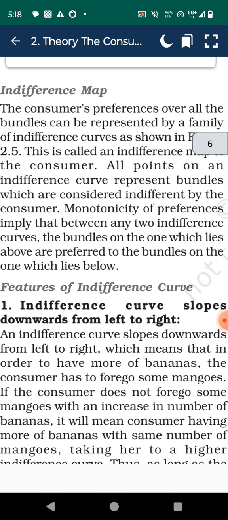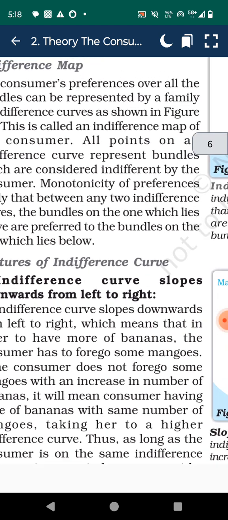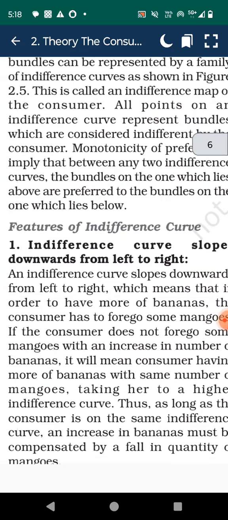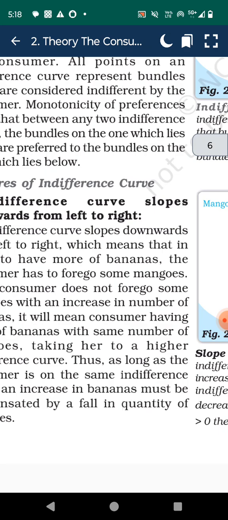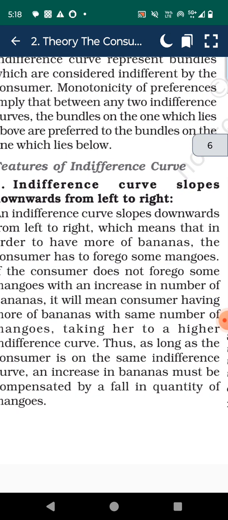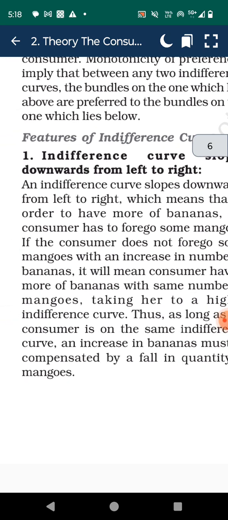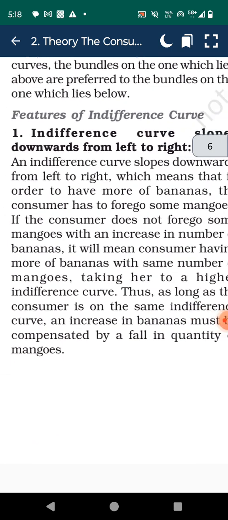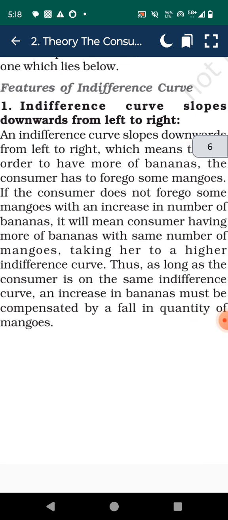Indifference map. The consumer preferences over all the bundles can be represented by a family of indifference curves as shown in figure 2.5. This is called the indifference map of the consumer. All the points on an indifference curve represent bundles which are considered indifferent by the consumer. Monotonicity of preference implies that between any two indifference curves, the bundles on the one which lies above are preferred to the bundles on the one which lies below.